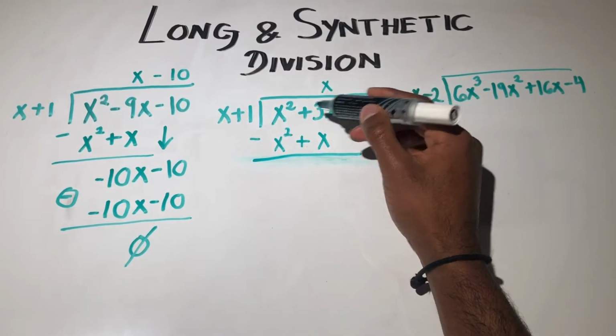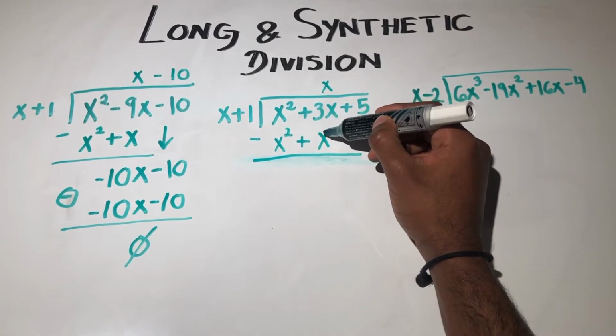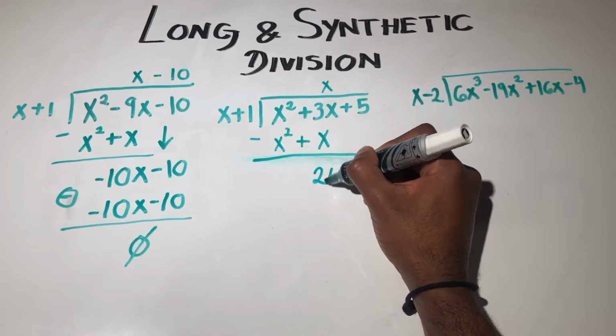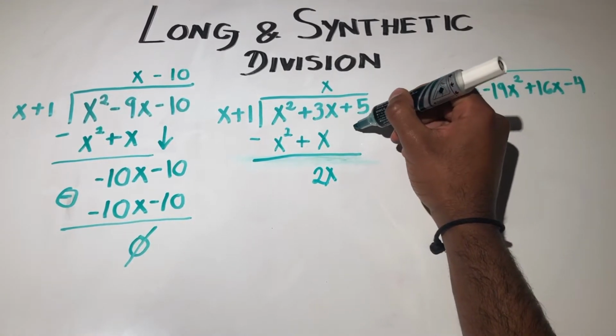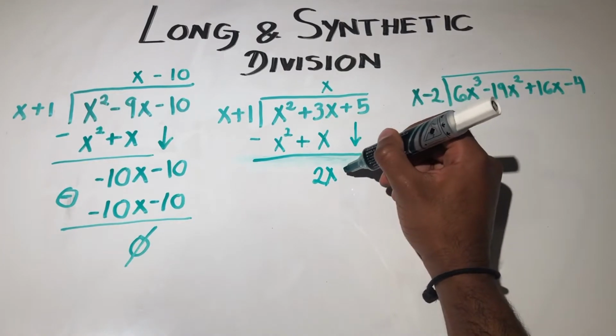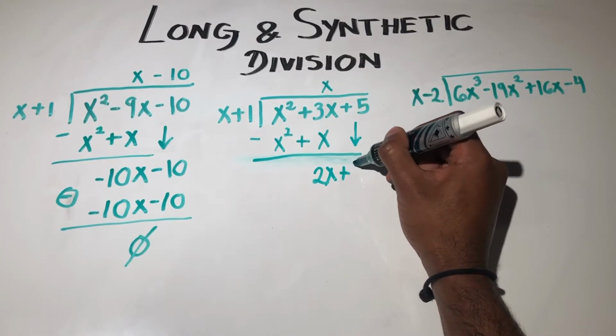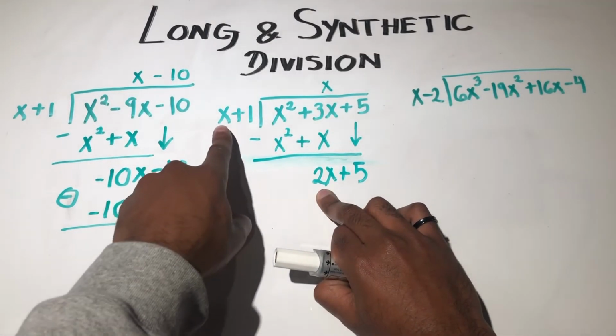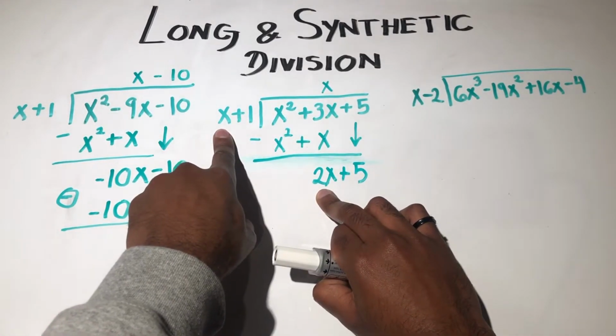And then 3x minus x is going to give you 2x. And then you're going to carry down the next term. This is the last term, that's plus 5. And then you're going to take the first term divided by the first term of the divisor. So you're just doing this again.